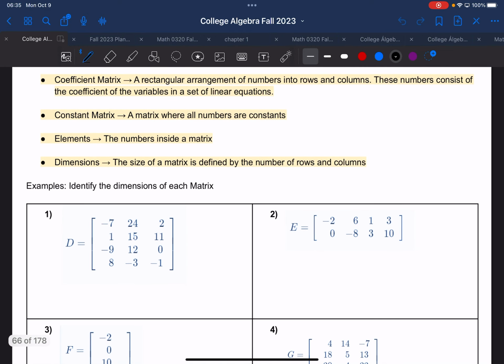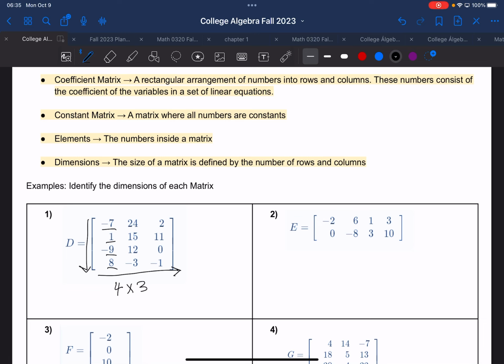So the first thing we're going to look at is how to identify the dimensions of each matrix. When we are looking at the dimensions, we always look at rows, then columns. So in this first one, we're looking at how many rows there are. In this case, there are 4 rows: 1, 2, 3, 4. Then we look at the columns. How many columns? 3. So this is a 4 by 3 matrix.